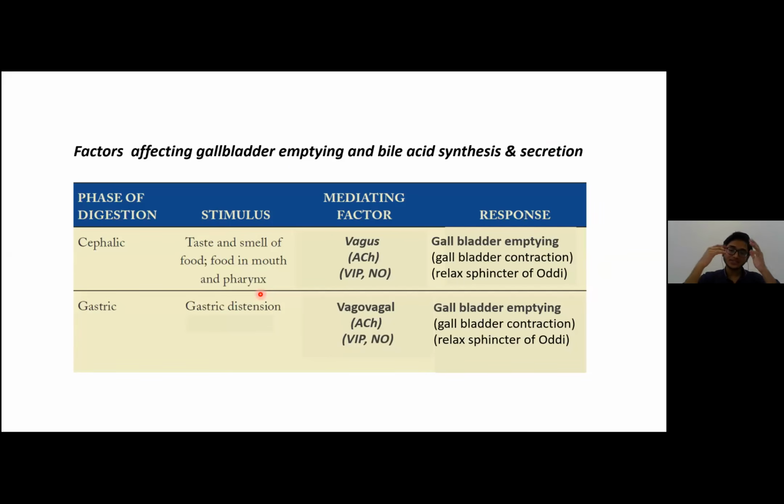Now, this is the same for gastric secretion, okay? So let me give you an example. When you smell food or taste food, it stimulates your parasympathetic system. Your parasympathetic system is your vagus nerve. If your vagus nerve is stimulated, that causes acetylcholine release onto the gallbladder, causing contraction, and nitric oxide and VIP release onto the sphincter, causing relaxation. Okay. So again, this is important to know for the cephalic phase.